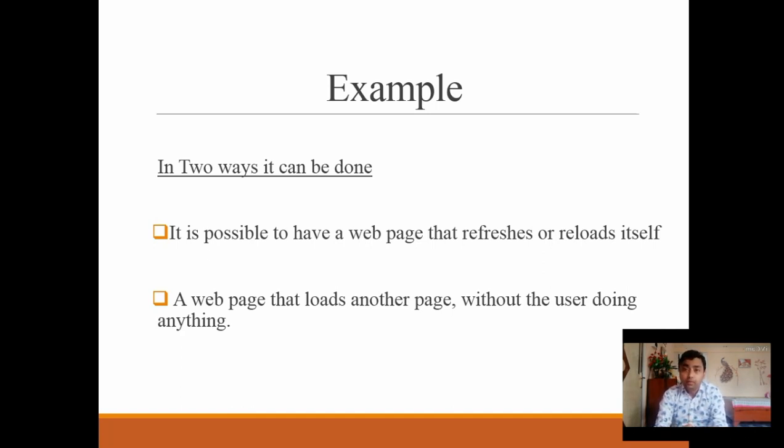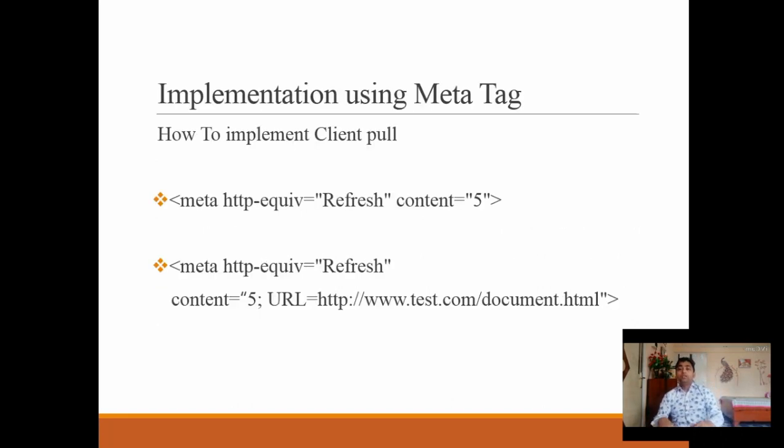Similarly, you may have experienced this also: without clicking on anything, the web page goes to another page. These are two basic examples of client pull. That is, the client will be pulled to another page or the page will be refreshed. Now, implementation using Meta tag. These examples can be performed by you also by using the meta tag. The meta tag will help you to do this type of practical.